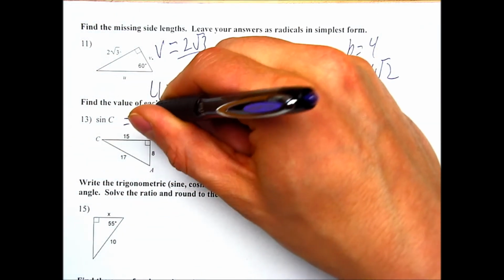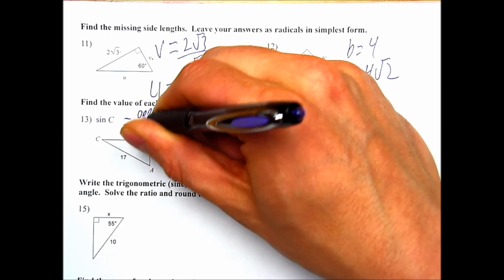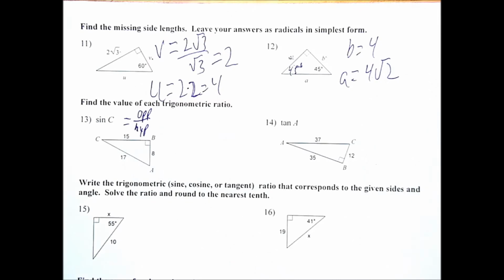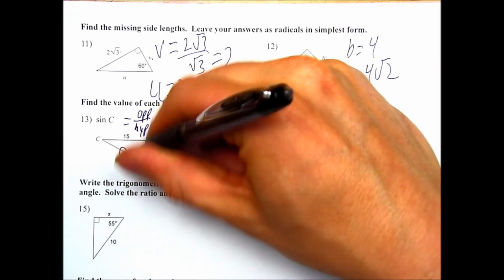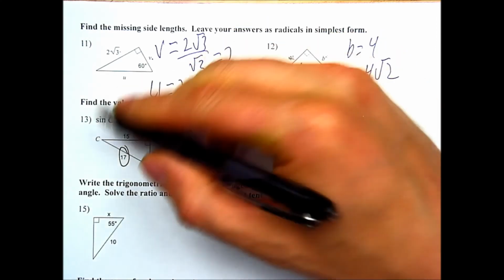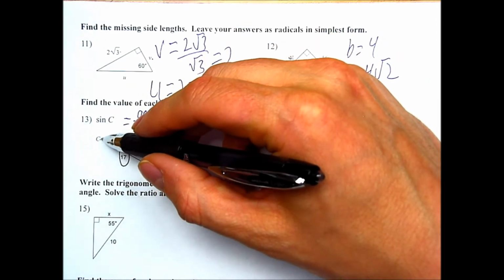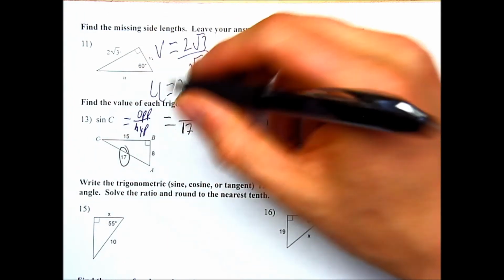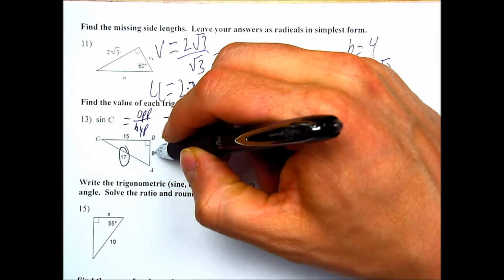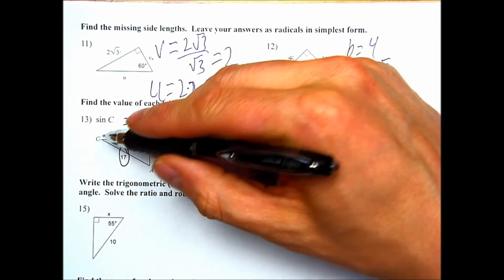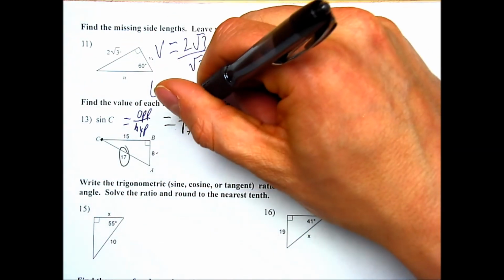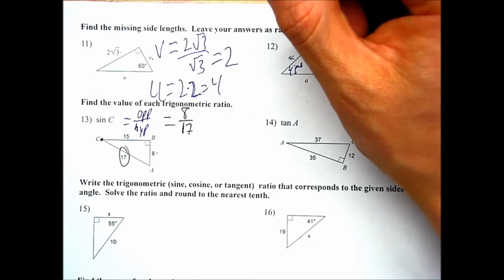Sine is opposite to hypotenuse, the relationship between the opposite side and the hypotenuse. So which side is the hypotenuse here? 17, the longest side. So this will be out of 17. And in relation to angle C, which side is opposite from angle C? The 8 or the 15? Well, opposite means across or not connecting to it. So 8 does not connect to angle C, this vertex here being angle C. So this will be 8 to 17, this ratio.